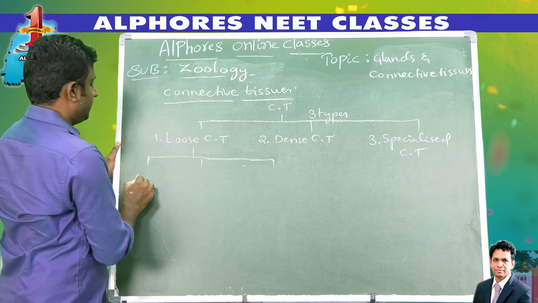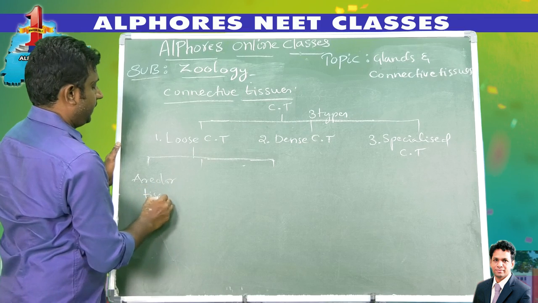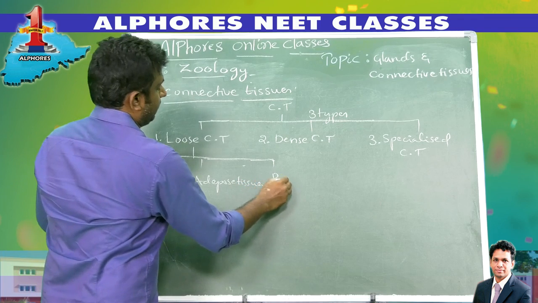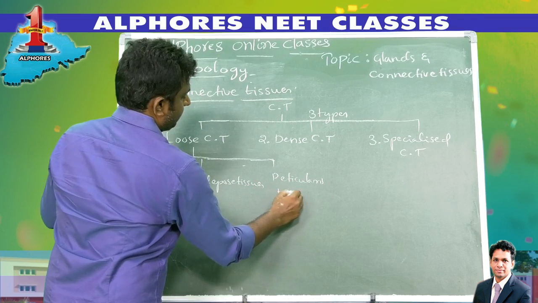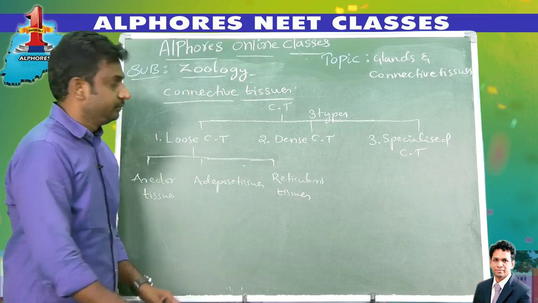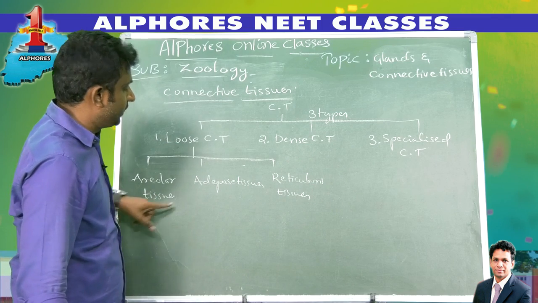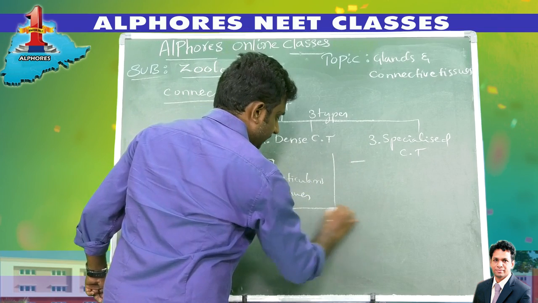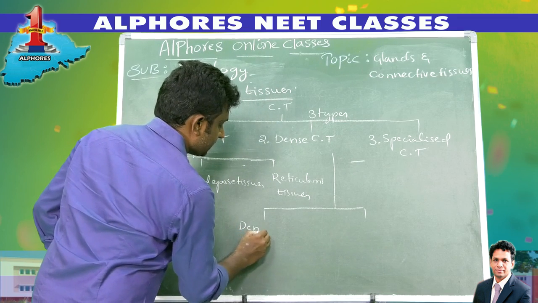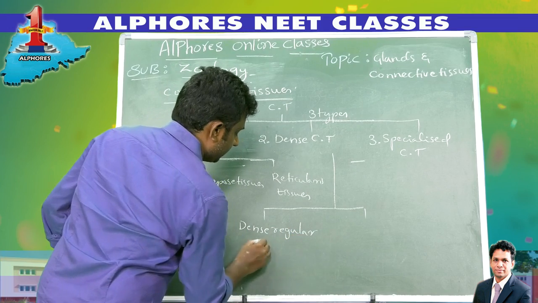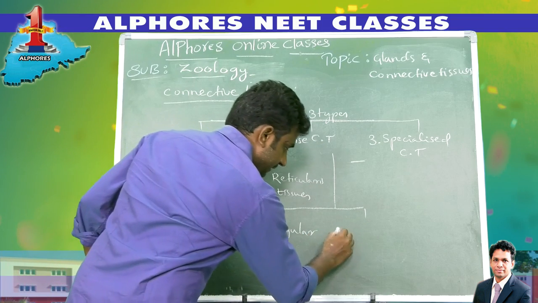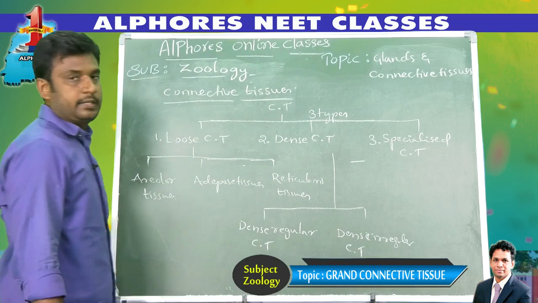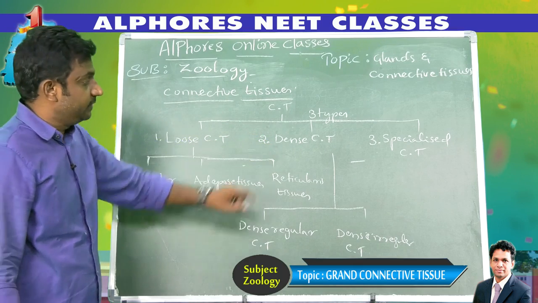Loose connective tissues are of three types called areolar tissue, adipose tissue, and reticular tissue. Then dense connective tissues are of two types called dense regular connective tissues and dense irregular connective tissues. Types of dense connective tissues.